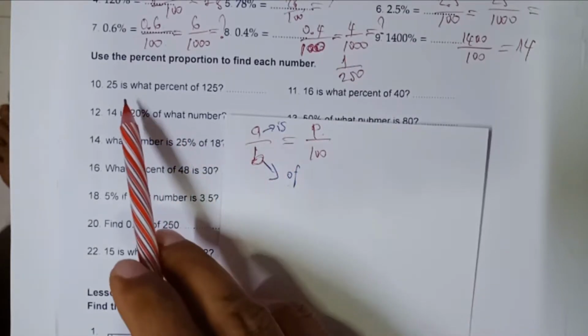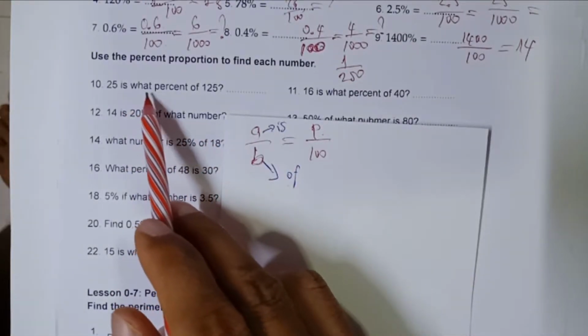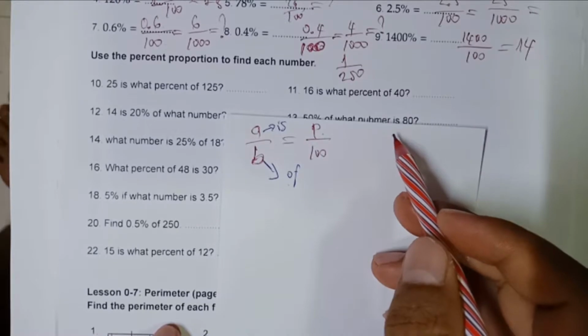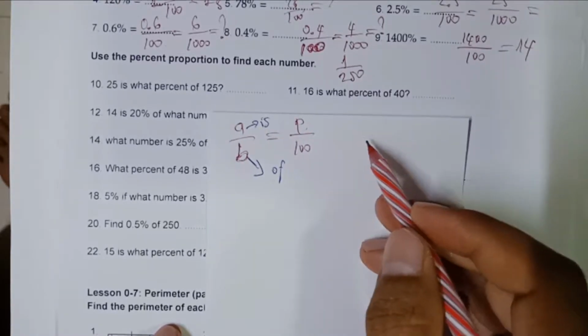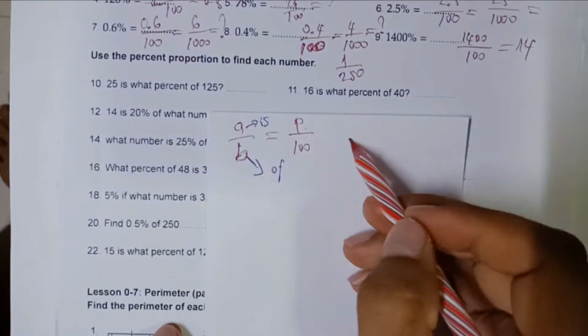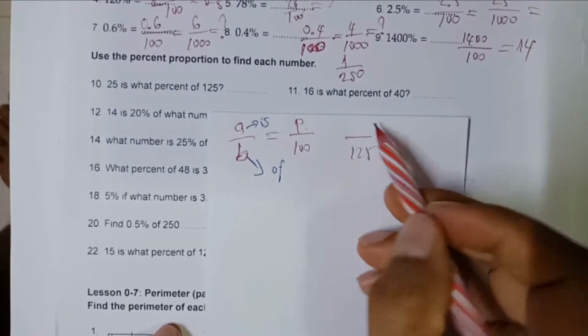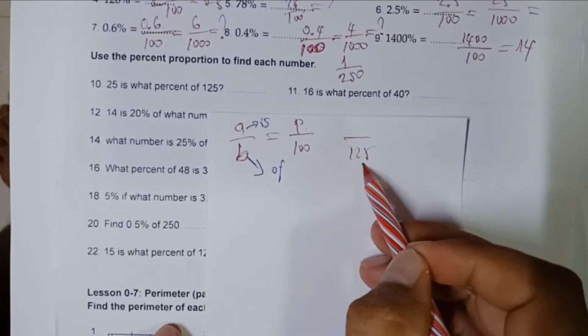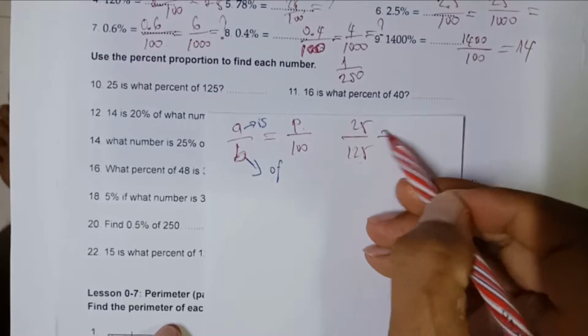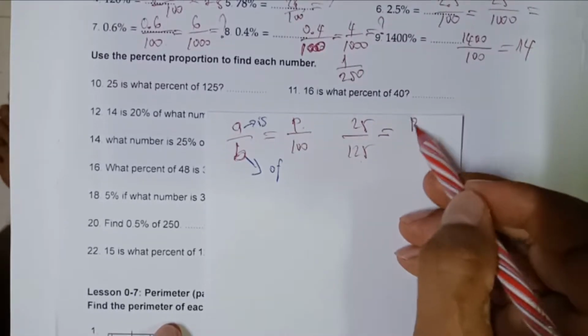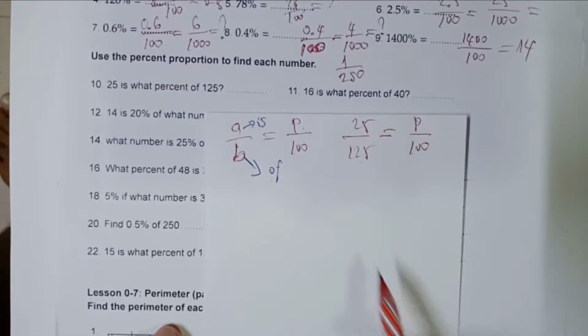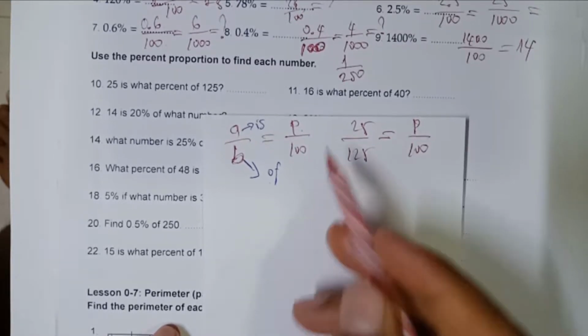Let's apply that for this number. The question: what percent? So percent is missing. Find the percent. Then you will have 125 down here because of the word "of." 125 down and 25 up, "is," equal to P, the missing percent, over 100. After you have this, you just do the cross product. 25 times 100, and then you divide by 125. That will give you 20%.